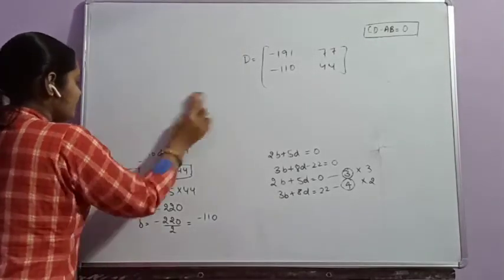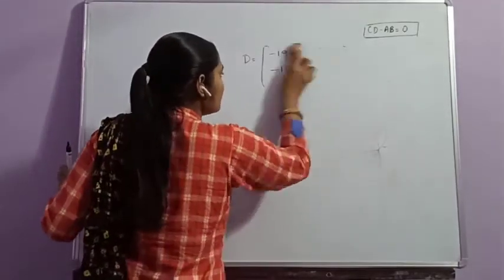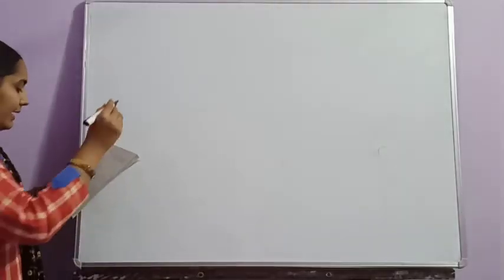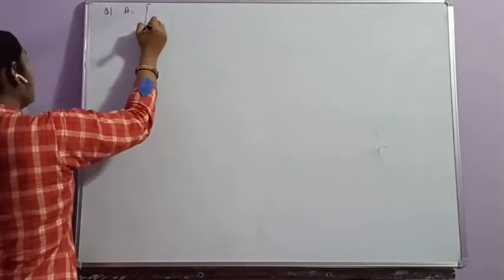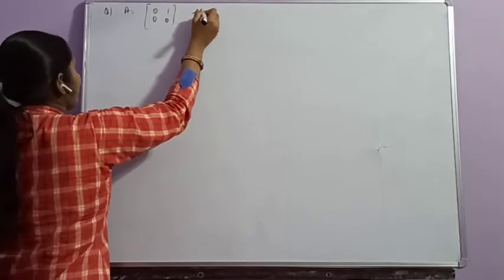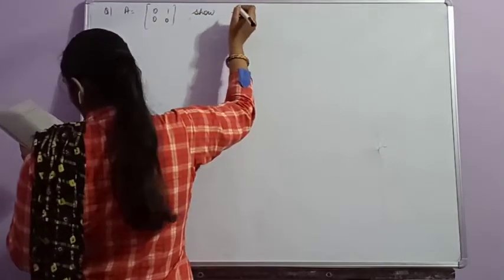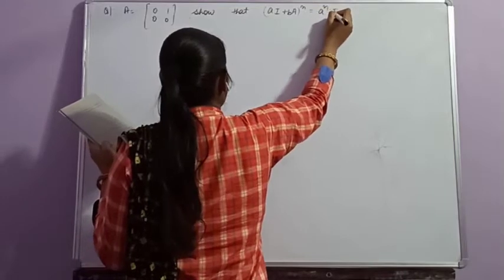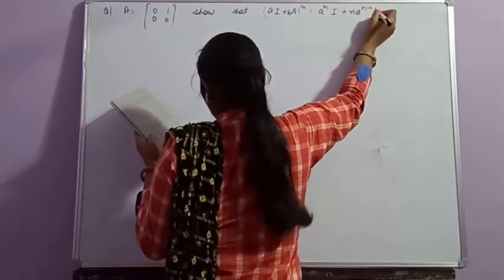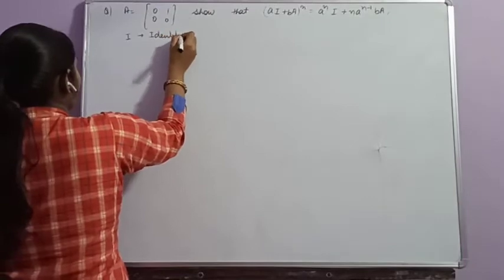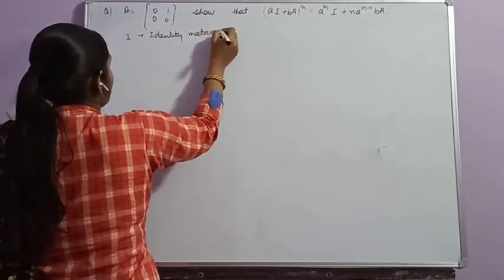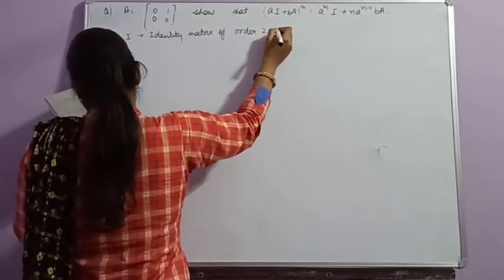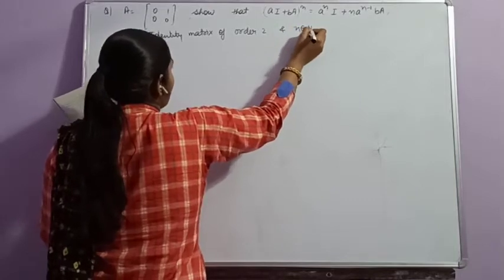Next question is: let A be equal to [0, 0; 1, 0], then show that (aI plus bA) whole raised to the power n is equal to a raised to the power n into I plus n a to the power n minus 1 into bA, where I is the identity matrix of order 2, and n belongs to natural numbers.